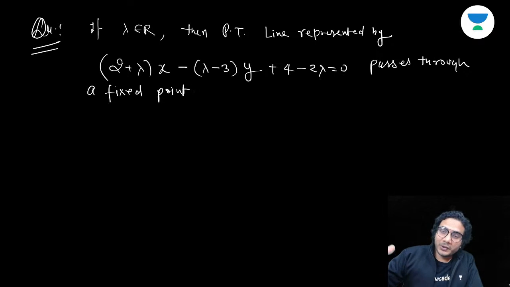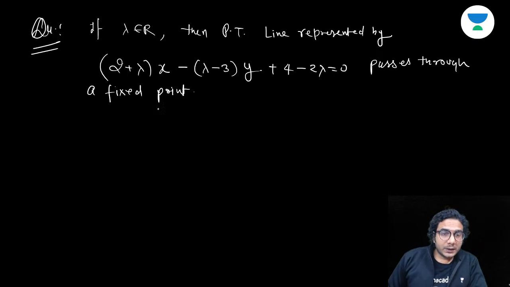Prove that the tangent of this circle passes through a fixed point. That means it is belonging to the family of equations. How to solve it? Just show that this equation is representing a family of lines passing through the point of intersection of two fixed lines. We need to show that this equation represents a family of lines passing through the point of intersection of two fixed lines. And how to do that?